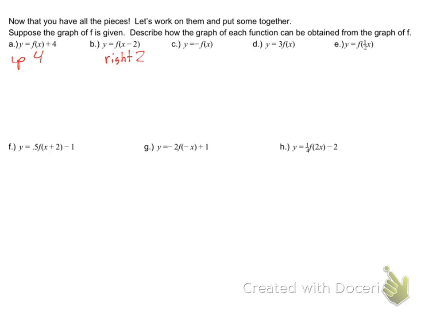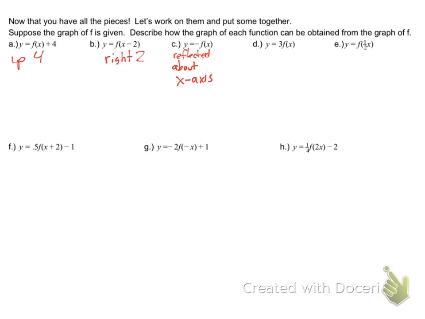Next one is negative f of x. Does not go down, that's not the correct terminology. It's reflected, not flipped. Reflected about, then you have to decide which axis it is going to flip. It does go down, so it's over the x-axis. It's reflected about the x-axis.